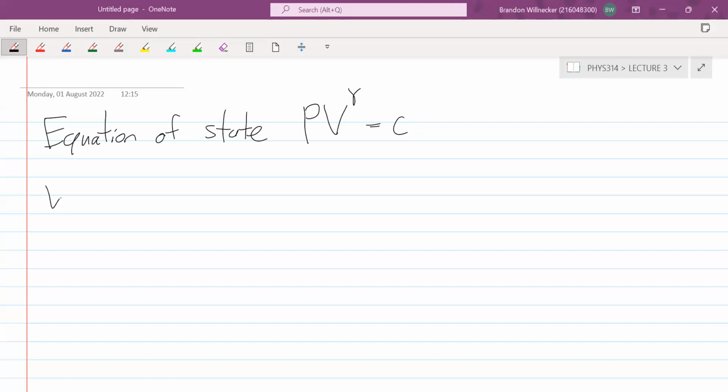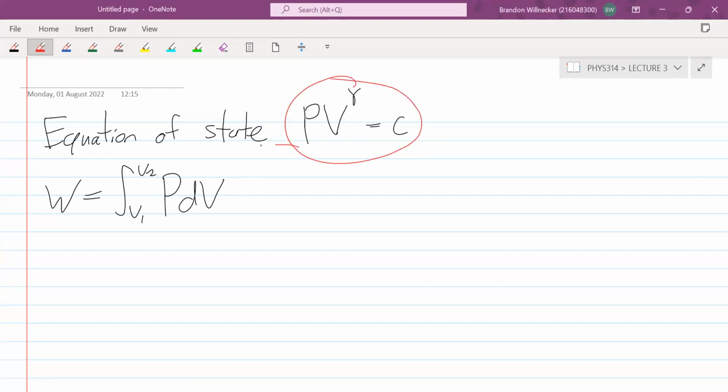So the work done is equal to the integral from V1 to V2 of P dV. This is just our starting point. Whenever you're trying to work out the work done by a gas, that's your starting point. Now we know the pressure in relation to the volume is given by this equation of state, so we're going to substitute it in. If we solve for the pressure, P is equal to C times V to the minus gamma.